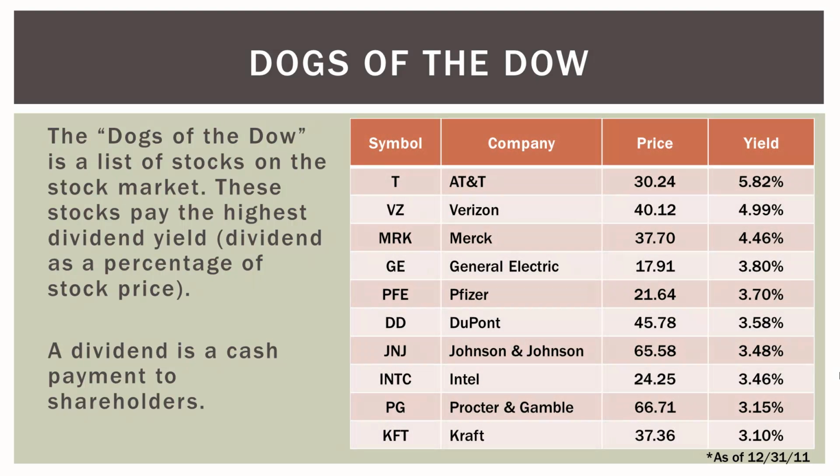Now, the Dogs of the Dow, it's a list of 10 stocks. And here in this chart, you can actually see them. And this is as of December 31st, 2011. So in the first column, you have the symbol. In the second column, the actual name of the company. And I would imagine you've probably heard of all, if not most, of this list. So everyone's probably heard of Verizon, General Electric, Intel, and things like that.